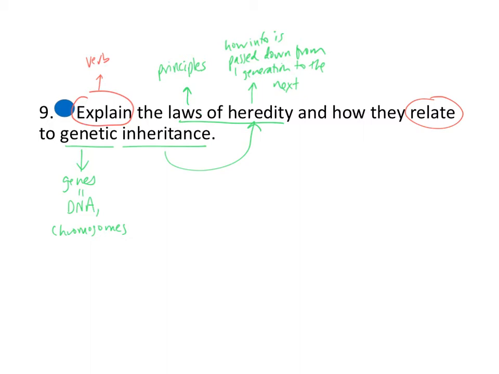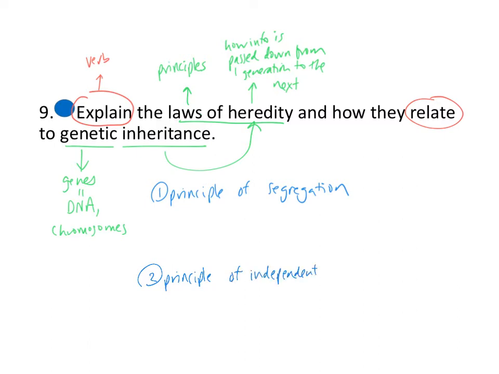That means that we're trying to connect up these two concepts, the laws of heredity with the genetic inheritance. Okay, so let's talk about what those laws of inheritance or principles of inheritance are. So first one is the principle of segregation. And the second one is the principle of independent assortment.